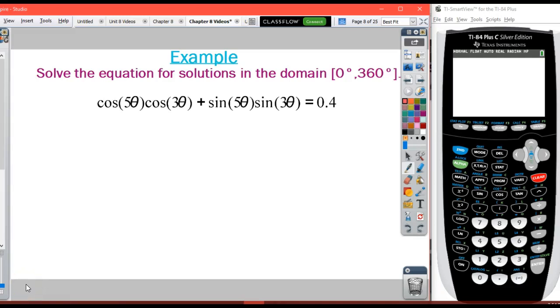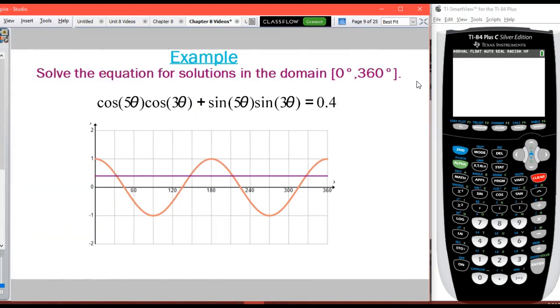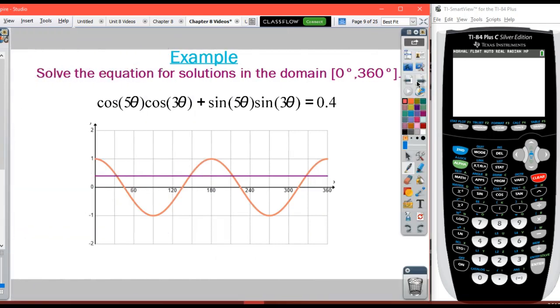In this problem, we're asked to find all of the solutions in degrees, you can see that by theta, in the domain 0 to 360. So before I look too far into this on how to do it algebraically, I graphed the left side, which turns out to just be a sinusoid, and graphed the line y equals 0.4, and so I can see between 0 and 360 that I expect to have 1, 2, 3, 4 different solutions that we're looking for.